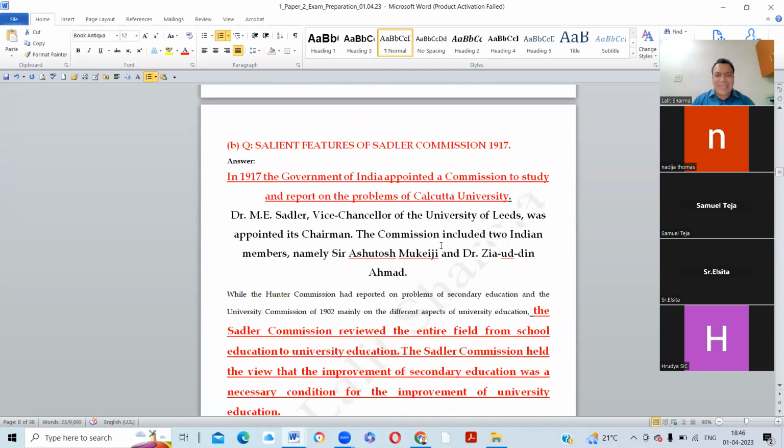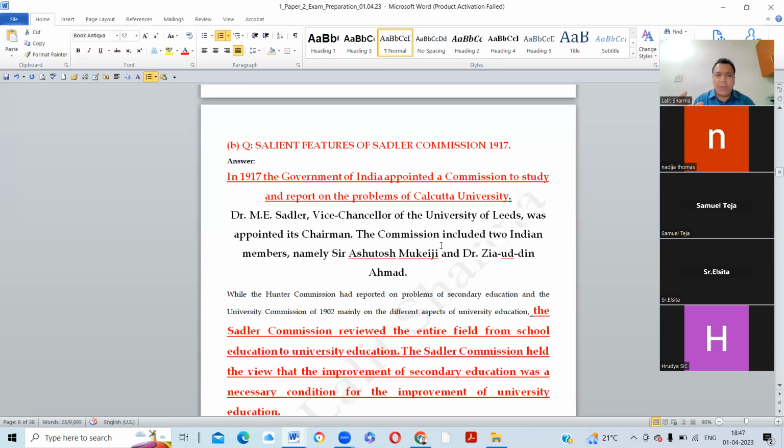Next question is the salient features of the Sadler Commission, 1917, right? So guys, first of all, you have to give the introduction. In 1917, the government of India appointed a commission to study and report on the problems of Calcutta University, right? Basically, and the name, if you can remember, Dr. M.E. Sadler, Vice Chancellor of the university, was appointed as chairman. The commission included two Indian members, namely Sir Ashutosh Mukherjee and Dr. Ziauddin Ahmed.